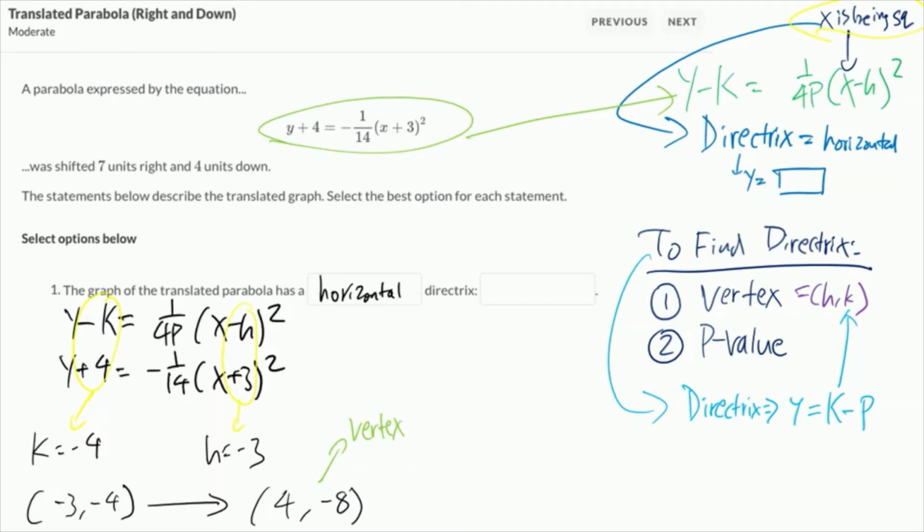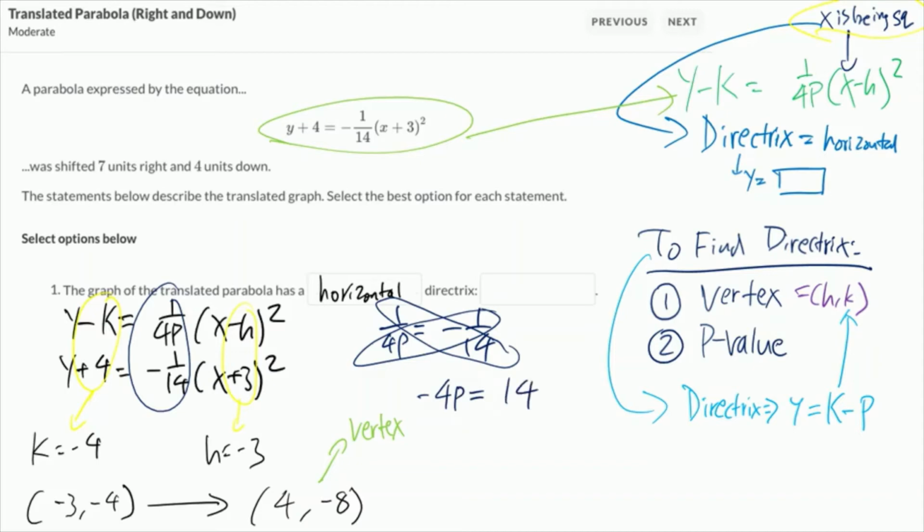Right? So now we're going to need to find our p-value. In order to do that, we just focus on this: 1 over 4p equals negative 1 over 14. To solve this, we can cross multiply. So negative 4p equals 14 divided by negative 4. P equals negative 3.5.